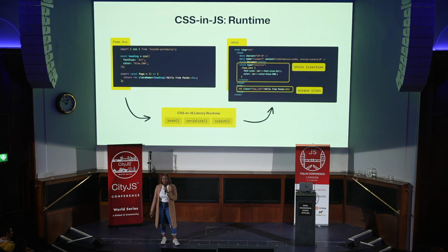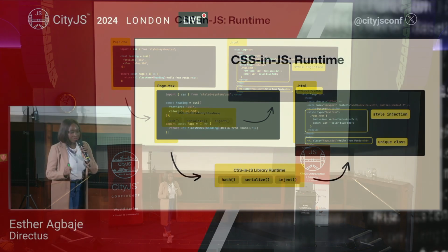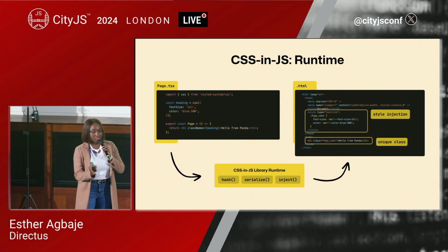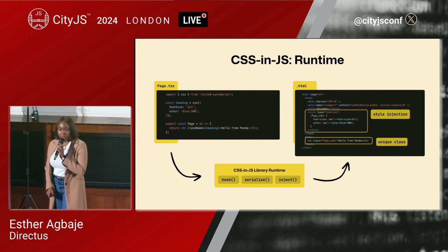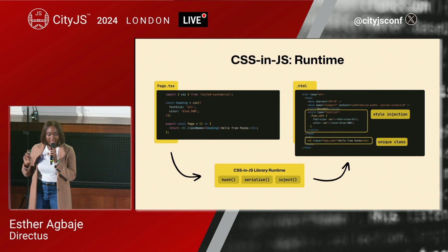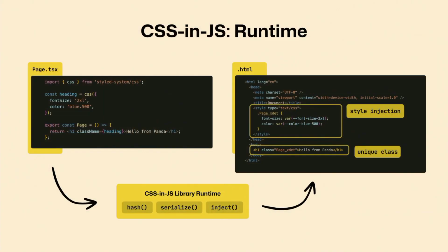So let's take a look at what happens during runtime CSS in JS. The first thing, after specifying your styles, which is what you see on the left of your screen, two things actually happen. The first thing is a class name is generated on that element, which is what we see here on the H1. And next, the second thing, CSS is actually injected into the browser when the page loads.